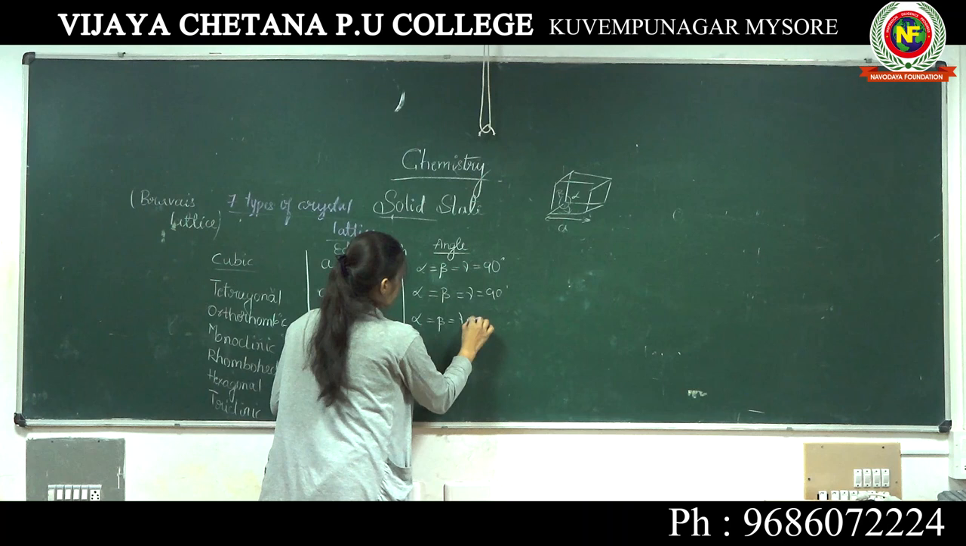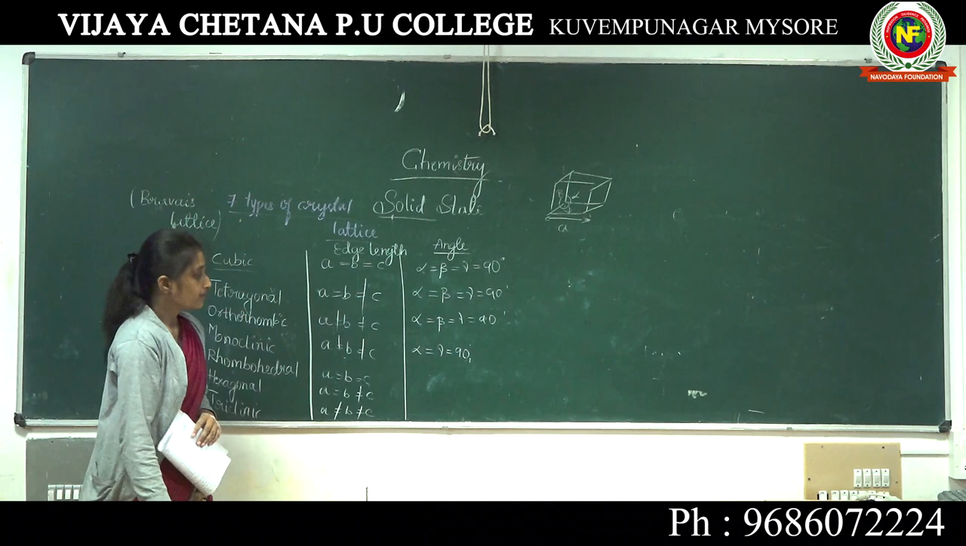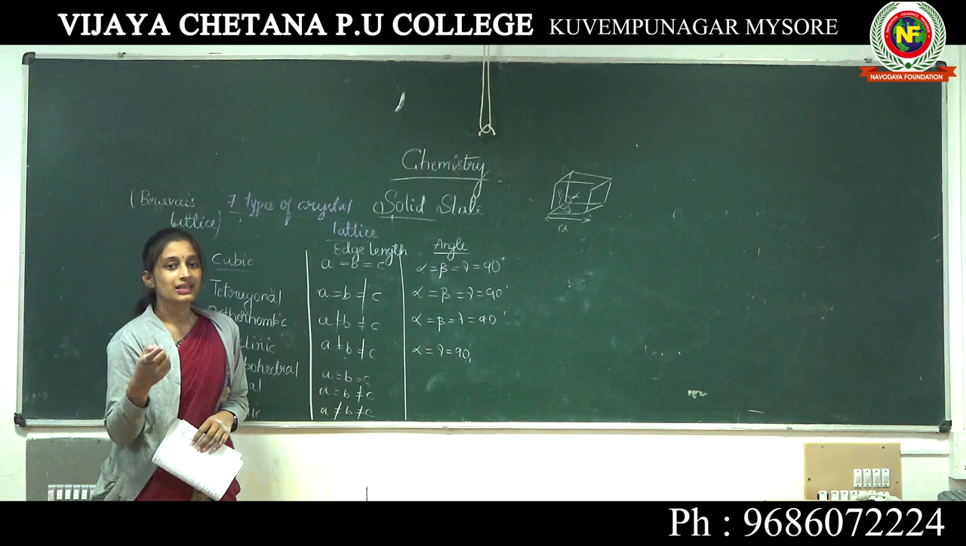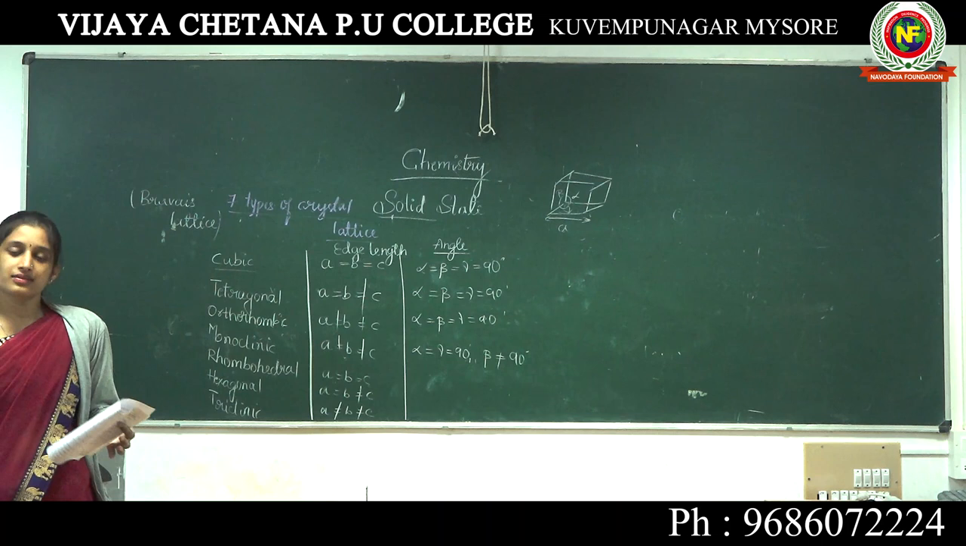Next one, alpha is equal to gamma is equal to 90 degrees. Means this alpha and gamma both will be equal to 90 degrees, but beta is not equal to 90 degrees. Not equal to 90 degrees means it may be 100, it may be 200. It depends on the particular crystal, but it's not equal to 90.